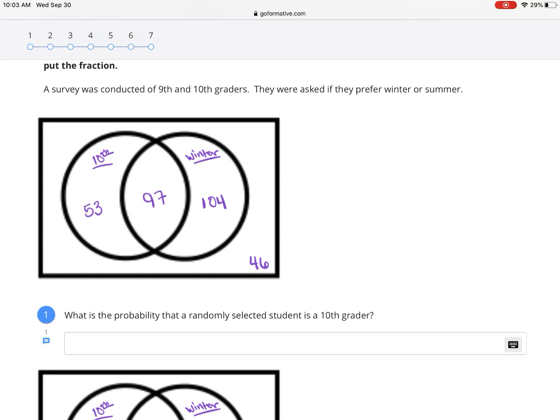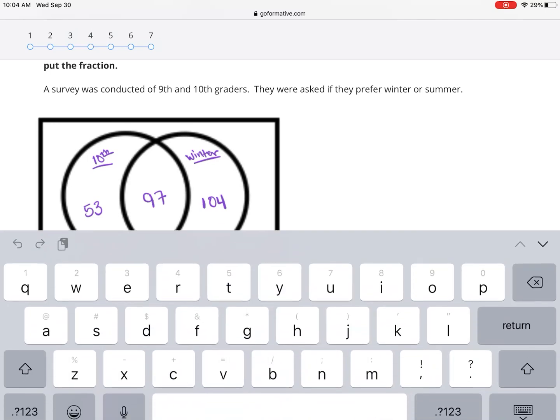So give me just a second because this is a video and I don't want to make any mistakes, so I'm going to check my work with a calculator here. And we're going to add all those up. And the total should be 300. Okay, what's the probability that someone's a 10th grader out of those 300? Well, that would be everyone in the 10th grade circle. So the 10th grade circle, look at the whole thing, it's 53 plus 97. So that's 150 out of 300.